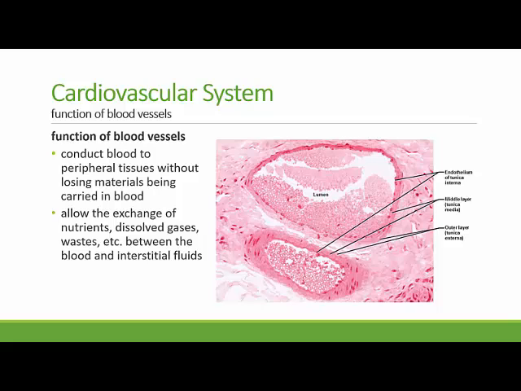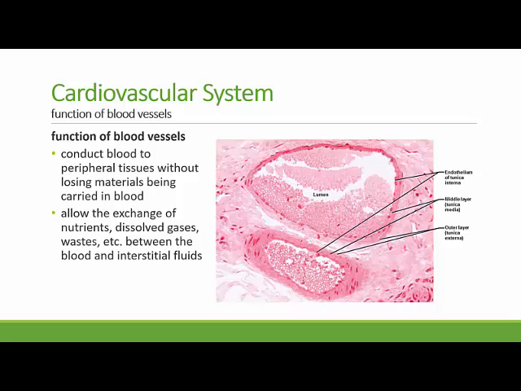So, blood vessels have the function of first conducting blood from the heart out to the peripheral tissues, and their job, during this transportation phase of their function, is to prevent the loss of any of the materials that are being carried in the blood. And then once they get to the peripheral tissues, their function shifts from preventing the loss of anything from the blood to allowing the exchange of any nutrients, the dissolved gases that are in the blood, the wastes that have been carried in the blood, hormones, and all the other things that we've talked about blood transporting.